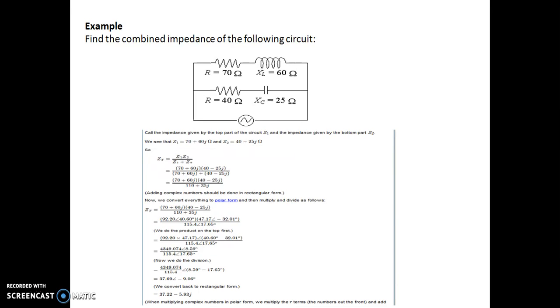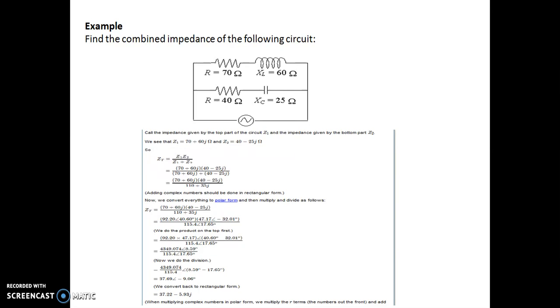Here we have a numerical. In this numerical, there are two parallel paths. For one path, a 70 ohm resistor is connected in series with 60 ohm inductive reactance, and in the other path, we have connected a 40 ohm resistor in series with a capacitive reactance of 25 ohm, and these two are connected in parallel. So how to solve such circuits?